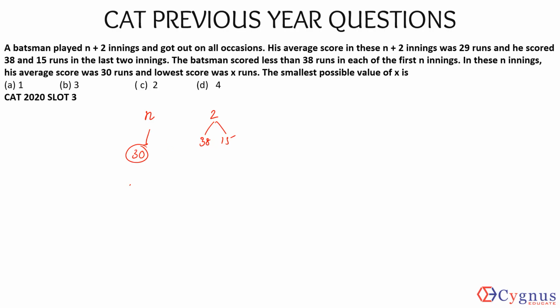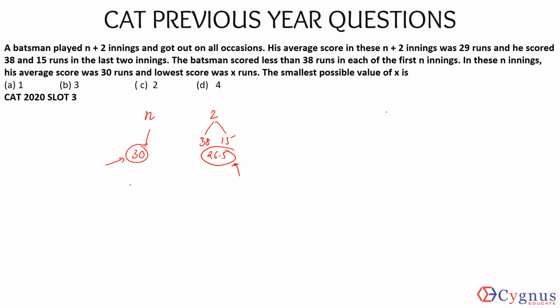I got 38 in the second last inning and 15 in the last inning. So the sum has to be what? 53. 53 by 2 will give you 26.5. So there are two groups. The average of the first group is 30, the second is 26.5. And it's also given that his average score in these N plus 2 innings was 29 runs.